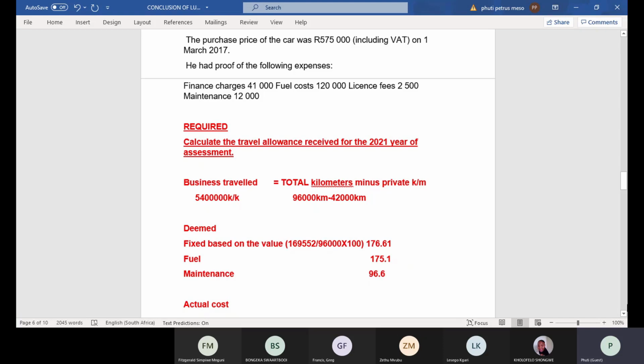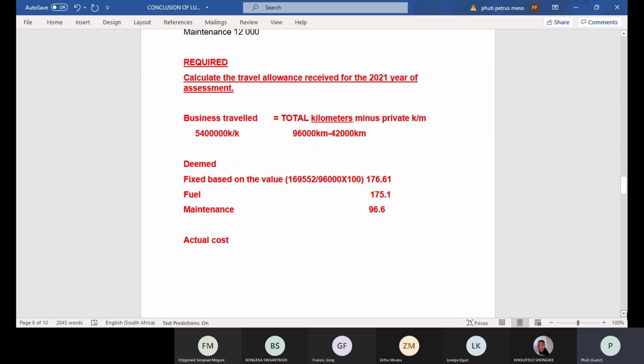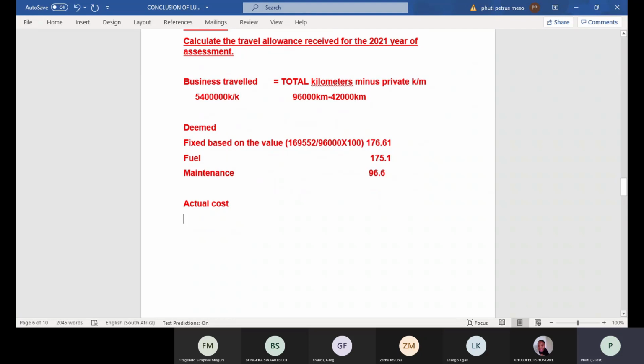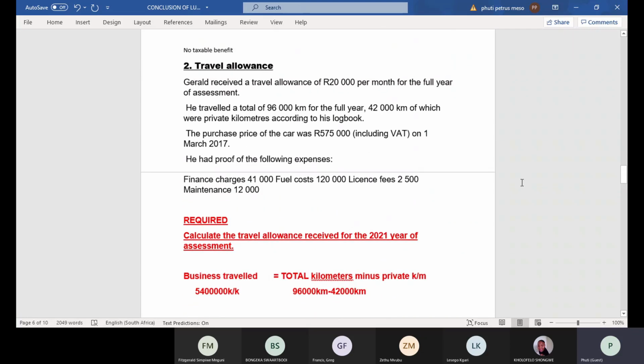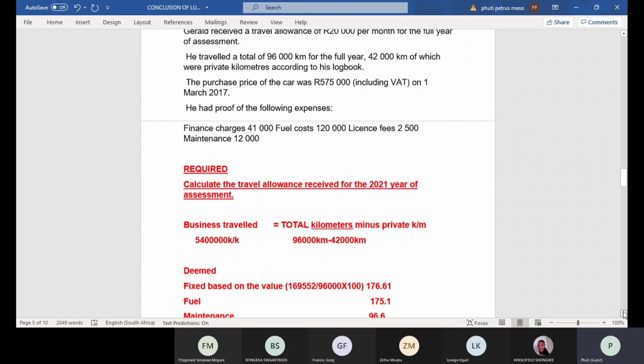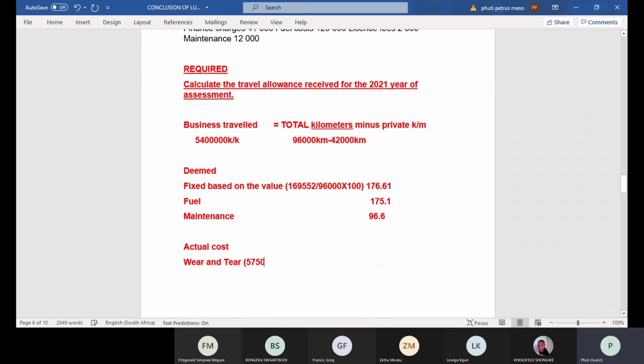Okay, I can help you on that one. This is how you're going to calculate your actual cost. You look at what's called the wear and tear, which will be the cost of the vehicle. The cost is 575,000. You divide that by 7 years. Remember, 7 years is the maximum limit if you're not given any years for the depreciation.